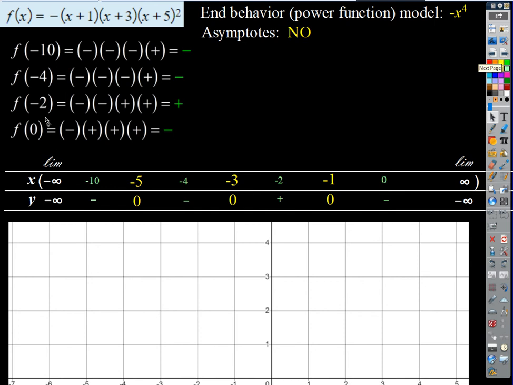If I do that, at -10, everything's negative except the last one's positive, so my overall sign is negative. At -4, I'd get negative, negative, negative, positive, so it's also negative, right? At -2, I'd get negative, negative, positive, positive, so the overall sign is positive. And at 0, I'd get negative, positive, positive, positive. Overall sign is negative.